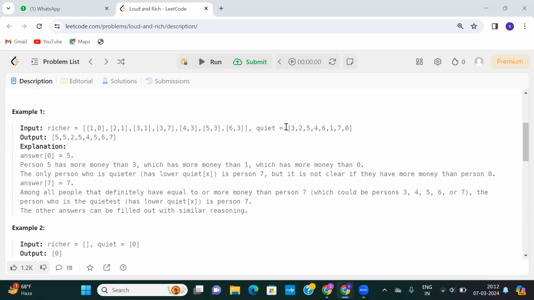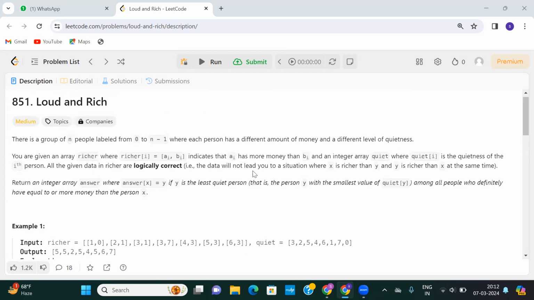So node 0 has a quietness of 3. Node 1 has a quietness of 2. Node 2 has a quietness of 5. Node 3 has a quietness of 4 and so on. In this quiet array, the quietness of each and every node is defined, which is clearly mentioned: integer array quiet, where quiet at the index of i is the quietness of the ith person.